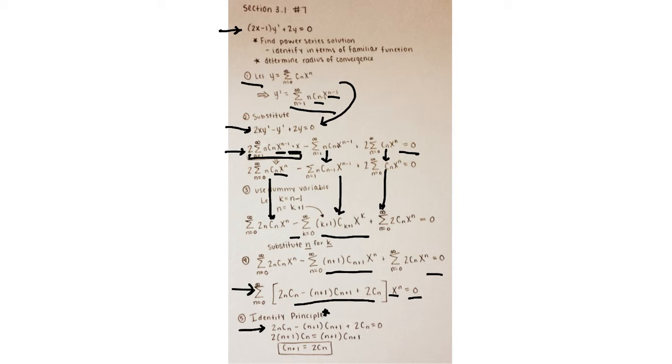The next step here is just some simplifying. I factored out 2 times n plus 1 from my cn, and then I added this n plus 1 times c to the n plus 1 to the other side, and then dividing both sides by n plus 1 will leave me with c to the n plus 1 equal to 2cn. So this is what we need to continue solving our problem.